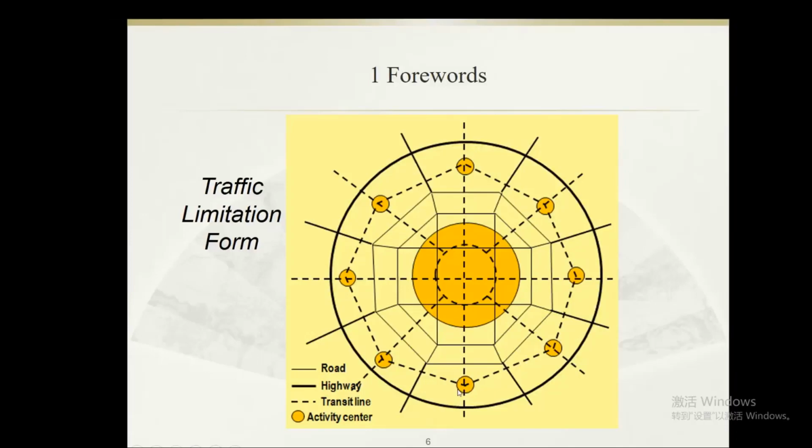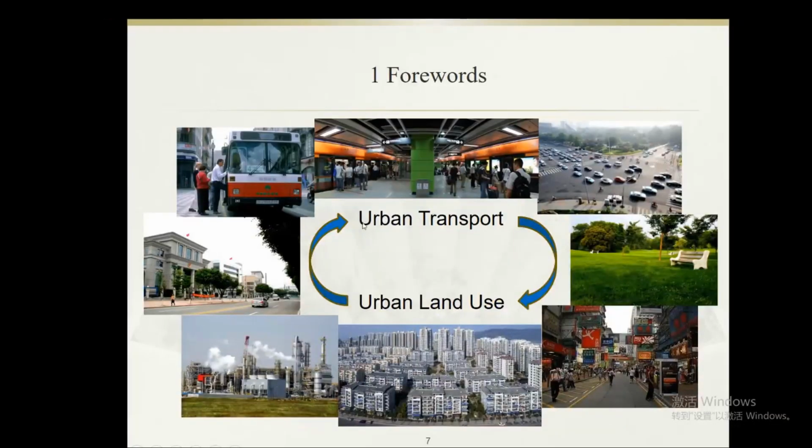Okay, thank you. So still that old saying, land use decides transport attribute. What is transport attribute? What kind of travel mode most people choose? This is called the most important transport attribute. So here, urban land use decides urban transport.